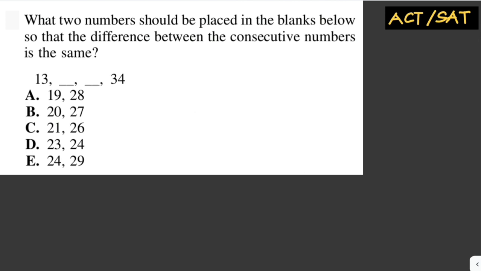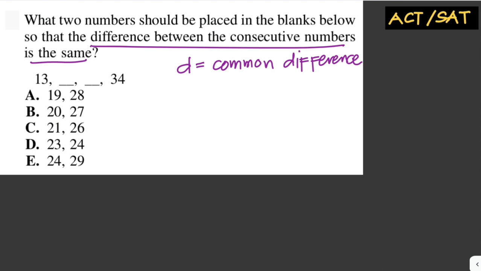What two numbers should be placed in the blanks below so that the difference between the consecutive numbers is the same? So we're given here 13, and the two numbers in between 13 and 34 are missing. Okay, it says here that the difference between the consecutive numbers is the same. Therefore, this sequence here would form an arithmetic sequence. So let's say D is the common difference between two numbers.